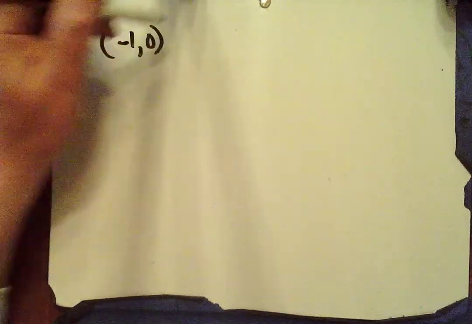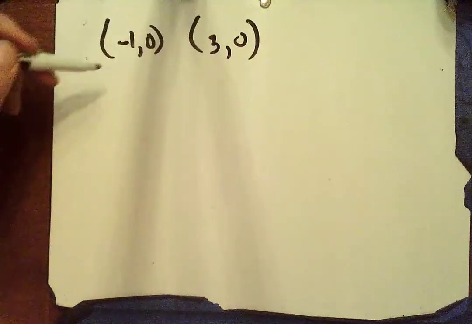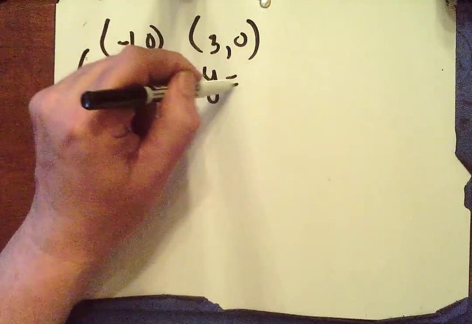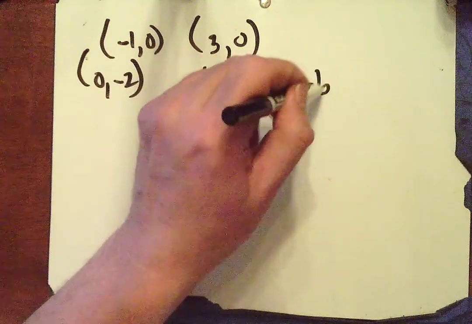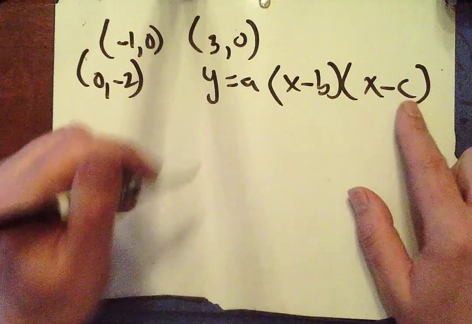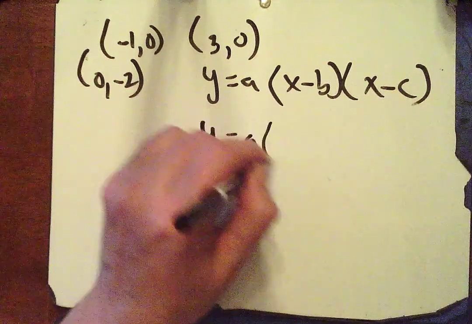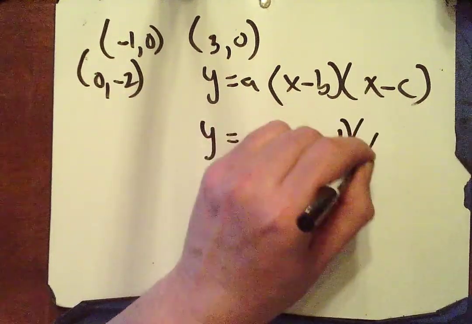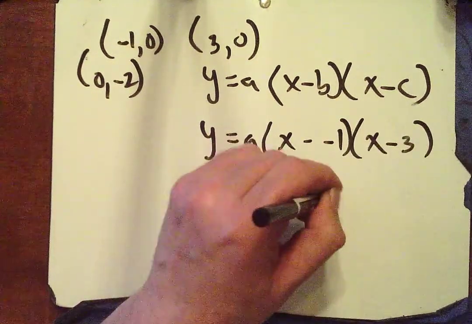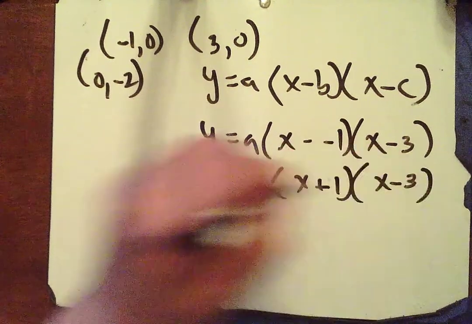I had mentioned that I wanted to use intercept form because I've got both x-intercepts here, and a third point as well, (0, negative 2). Intercept form, remember, is y equals a(x minus b)(x minus c), where these are our x-intercepts. So y equals a(x minus negative 1)(x minus 3), or y equals a(x plus 1)(x minus 3).